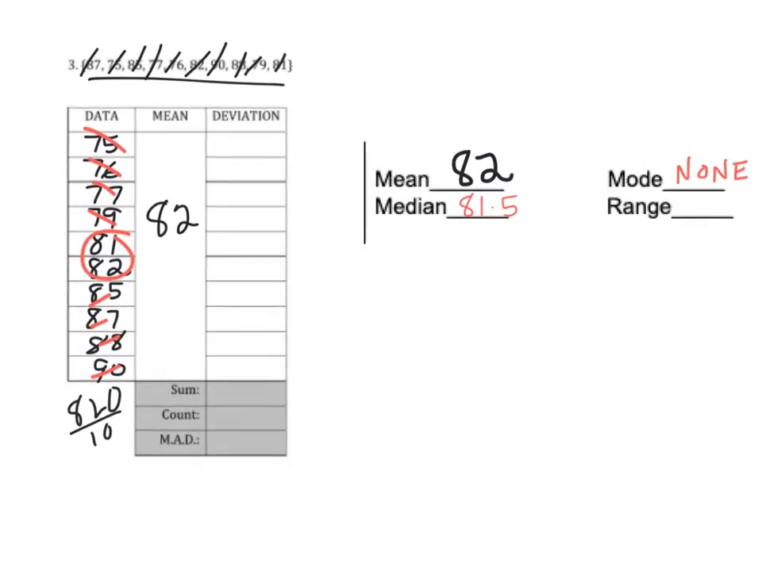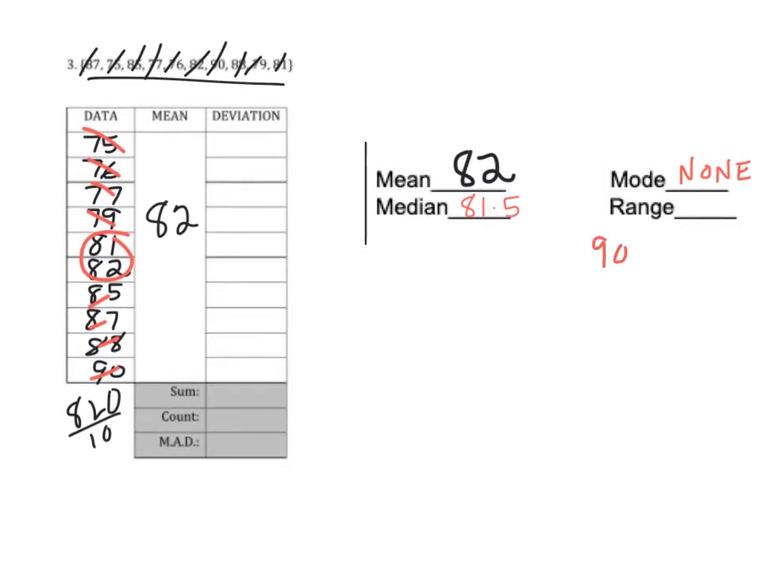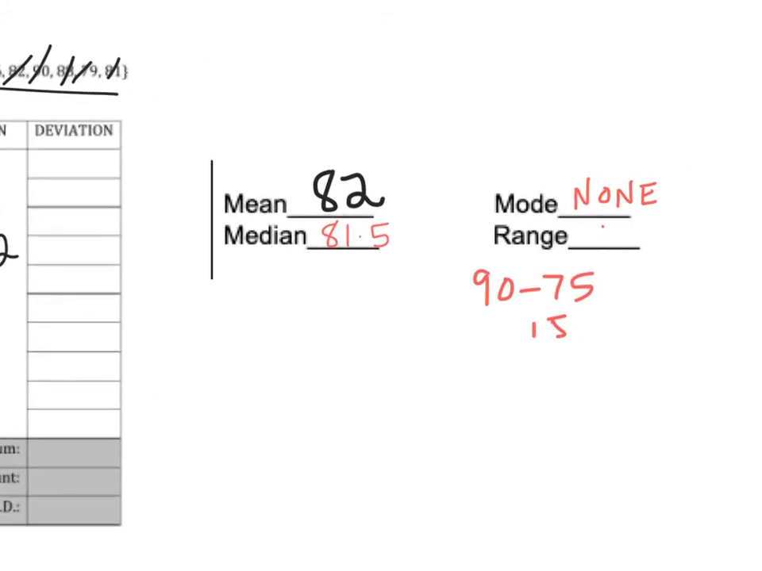And the range is the largest subtract the smallest. And 90 minus 75 is 15. So we have a range of 15.